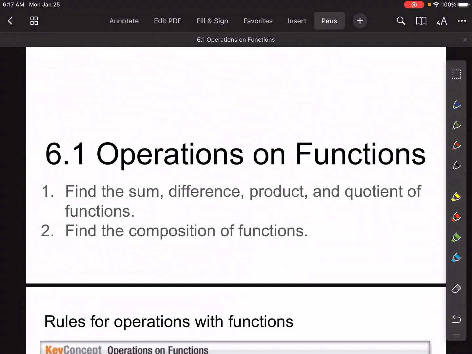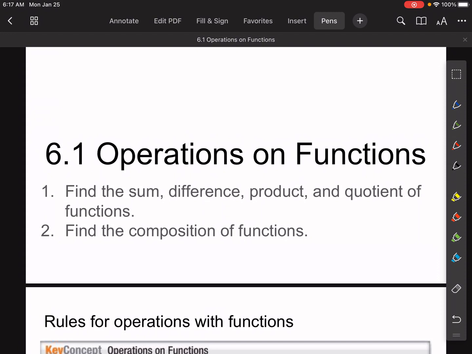Welcome to Chapter 6, 6.1, Operations on Functions. Today we're going to find the sum, the difference, the product, and the quotient of functions. And then we're also going to compose functions. This lesson is actually a very important lesson.